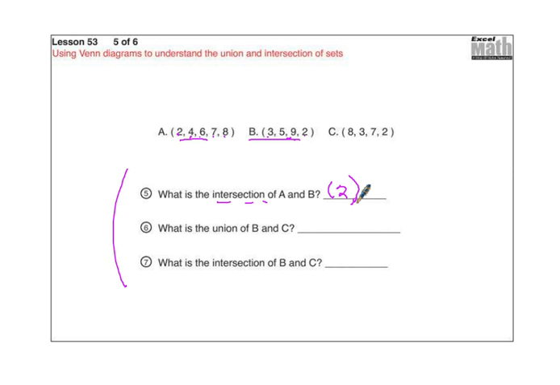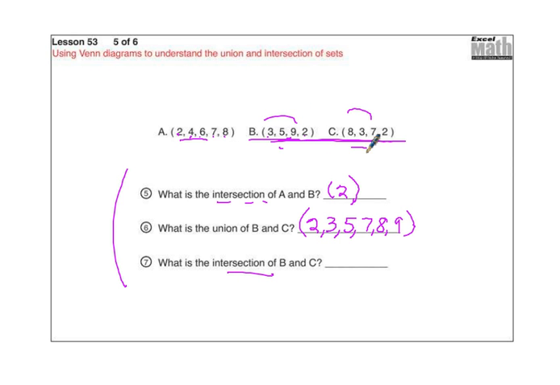All right, the union of B and C. That means you put them all together. If you can see it, you write it. So we have in order the numbers 2, 3, we've got a 5, we've got a 7, an 8, and a 9. Okay, hopefully I got them all. You got to get all the numbers from both of these sets down here.